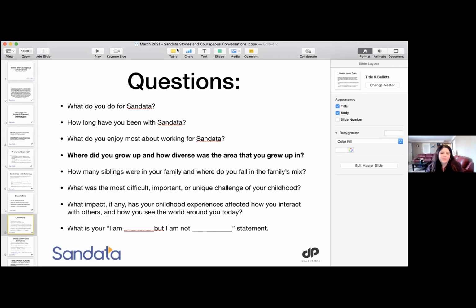There are 2 siblings in my family, and I'm the oldest. My sister's 2 years younger than me. So I was the boss. And then a difficult or important or unique challenge of my childhood would be, I think mainly I was a very shy child. I had a lot of anxiety issues, and so I was quiet.